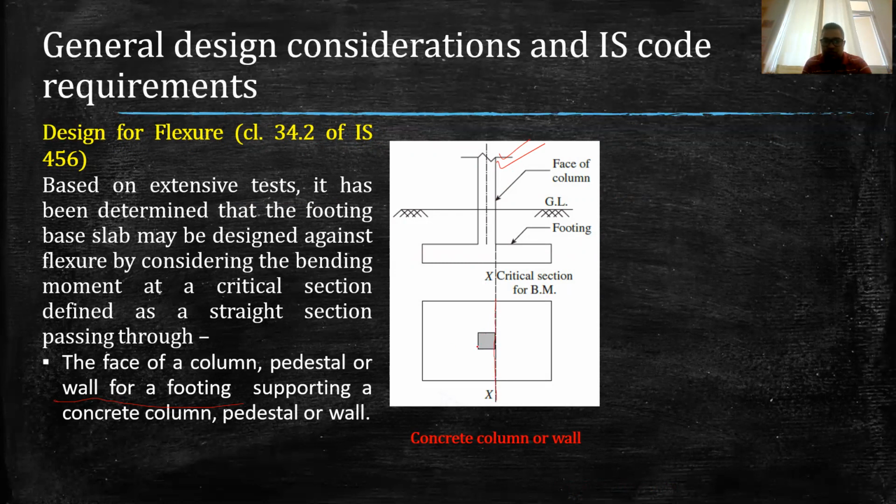Similarly, if we consider this face, then this can also be the critical section. If we consider this face, this can also be the critical section. So the point is bending moment will be maximum at the section passing along the face of the column. If we have a square column, in that case we can consider only one face, because all faces will have the same magnitude of bending moment. And if we have a rectangular column, in that case we consider two faces. One is the shorter face and the second one is the longer face.